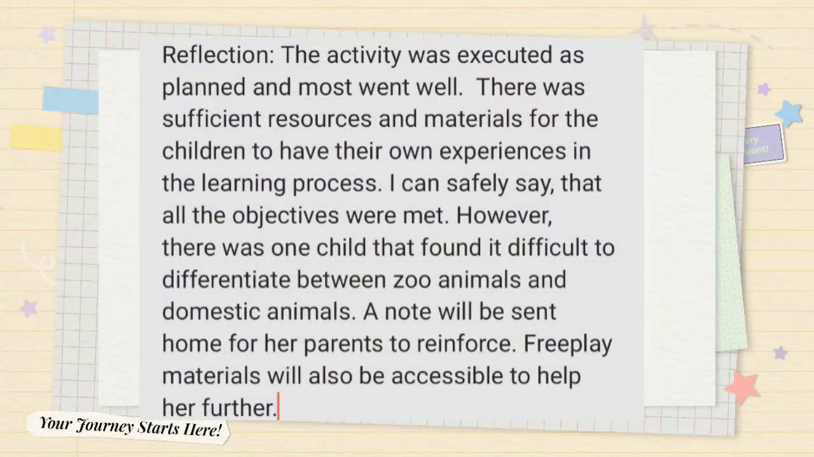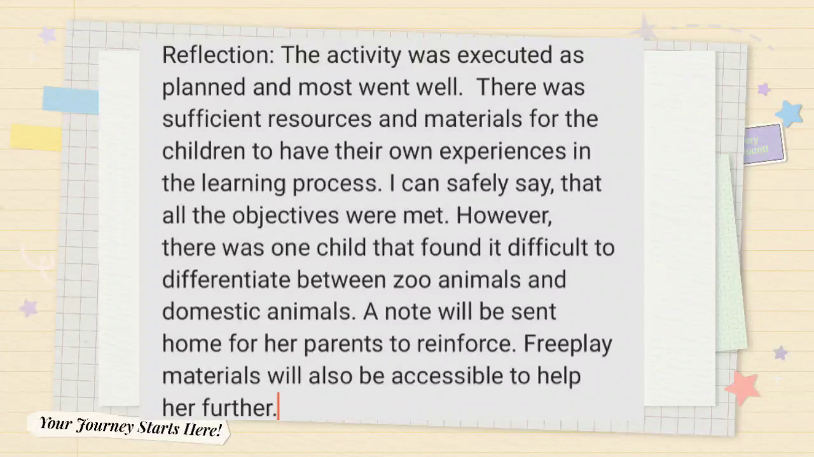So now that the activity is completed and the assessment is done, it's now time for the reflection. And this is what I came up with. The activity was executed as planned and most went well. There were sufficient resources and materials for the children to have their own experiences in the learning process. I can safely say that all the objectives were met.